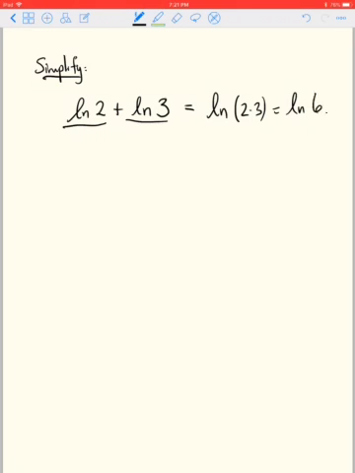So let's just try to simplify something like log of 2 plus log of 3. Well, we'll do a couple examples. So our rule for adding two logs says if I add log of a plus log of b, it should be log of their product. So this should be log of 6.